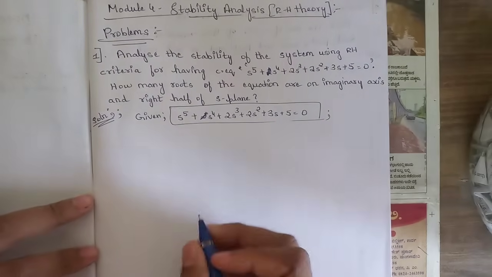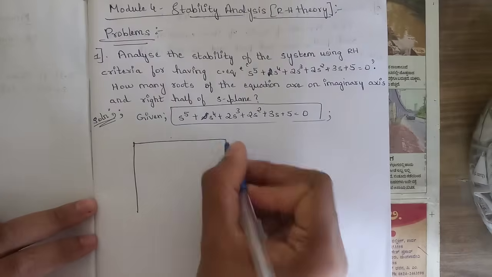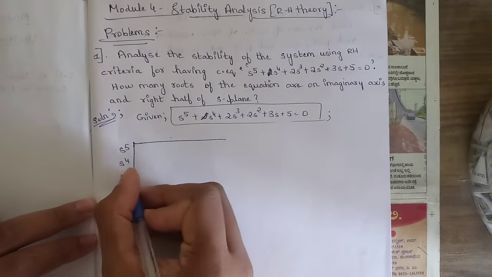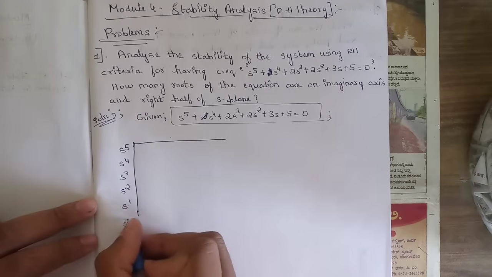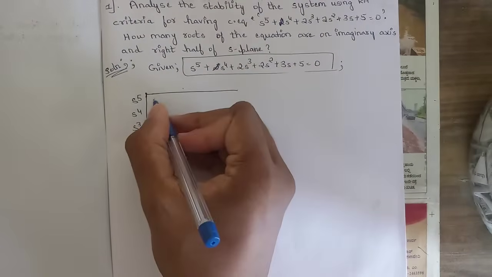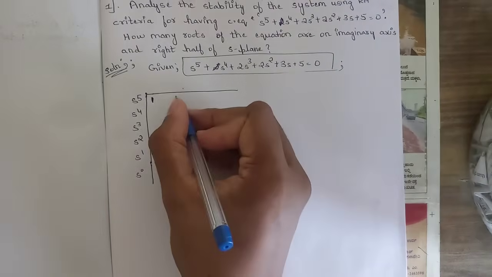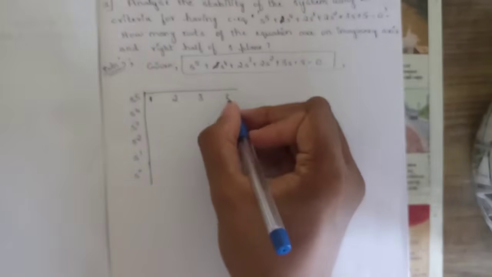Now let's write the Routh array for this. Start from s^5, s^3, s^2. Write it like this. And after that, what to do? First write the coefficient of s^5, that is 1. Then leave one term and write the coefficient of s^3, that is 2. Again leave one term, write the coefficient of s, that is 3, and again leave one term. After that we don't have any terms, so 0.